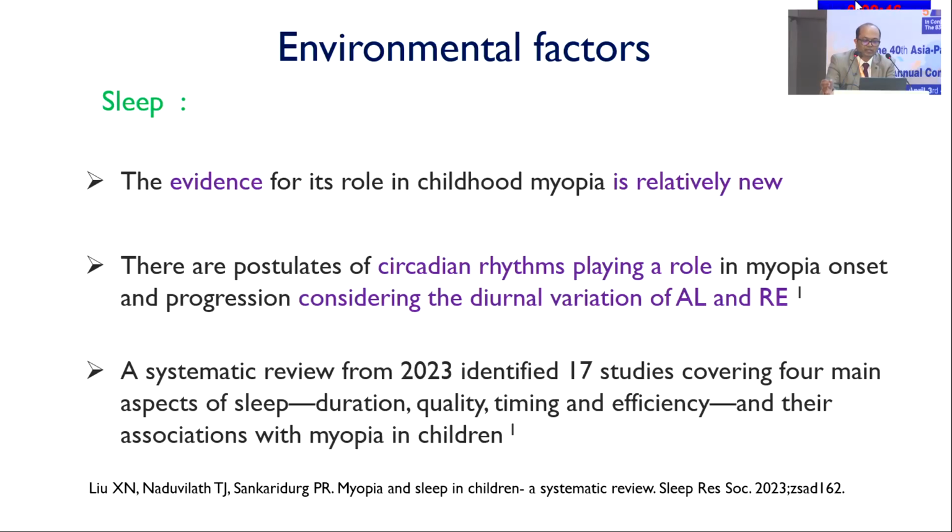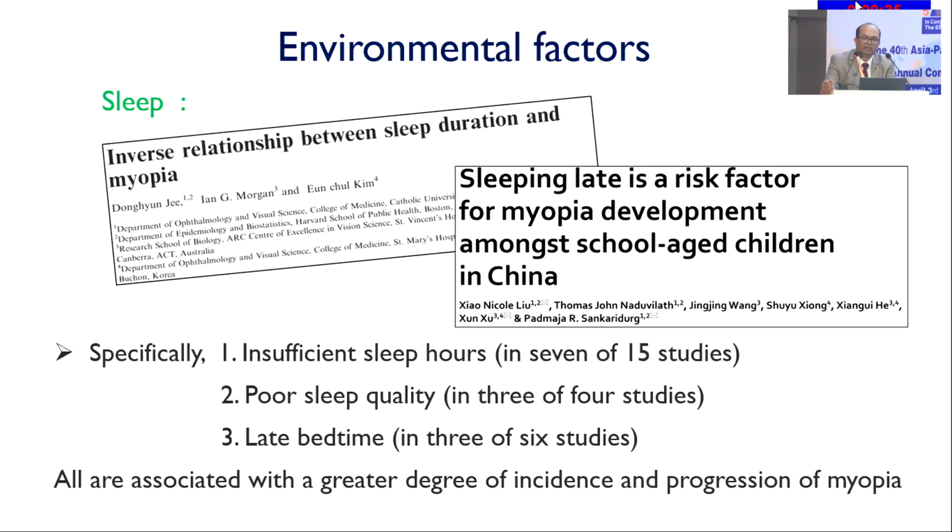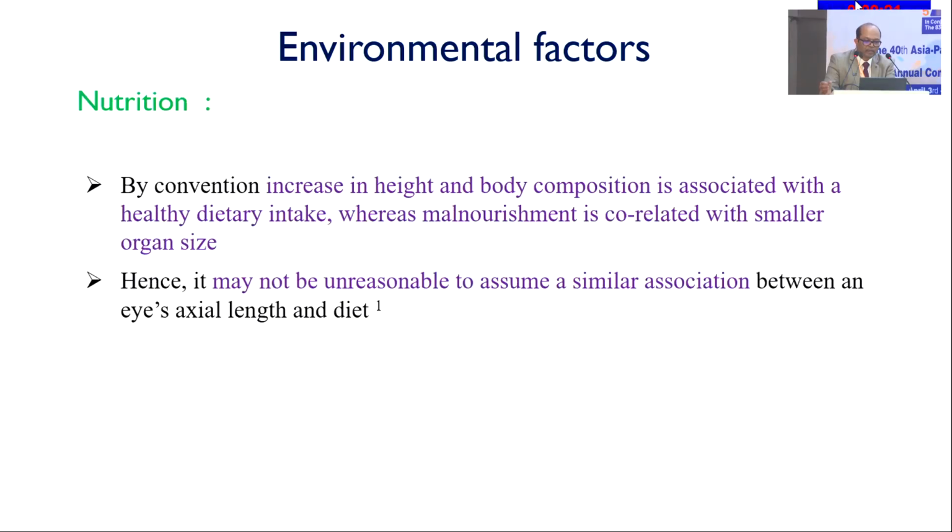So I think sleep, there is evidence which is relatively new. Circadian rhythm is a possible mechanism, considering the diurnal variation of axial length and refractive error. There are a lot of articles that have been published which give the recommendation that insufficient sleep, poor quality of sleep, and late bedtime are probably associated with a higher degree of myopia progression.